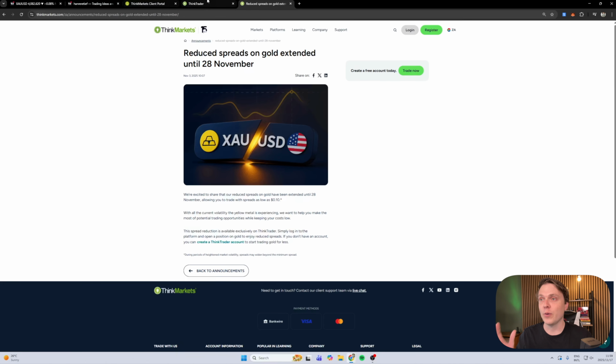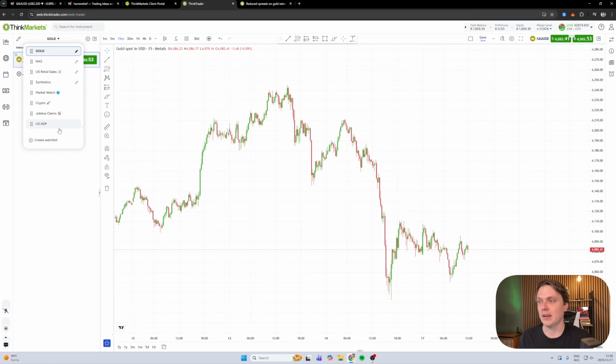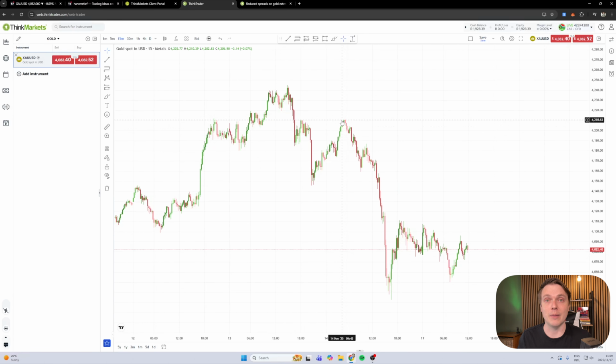I'm going to go quickly to my ThinkTrader. On ThinkTrader, this is my favorite platform to place my trades on. You can see top right, you can place your trades there, or even here on the top left. You can click on the gold button and create a watch list with your favorite pairs, and you can trade here on ThinkTrader. But luckily, ThinkMarkets also has MT5, and you can trade on TradingView, but we'll get to that soon.